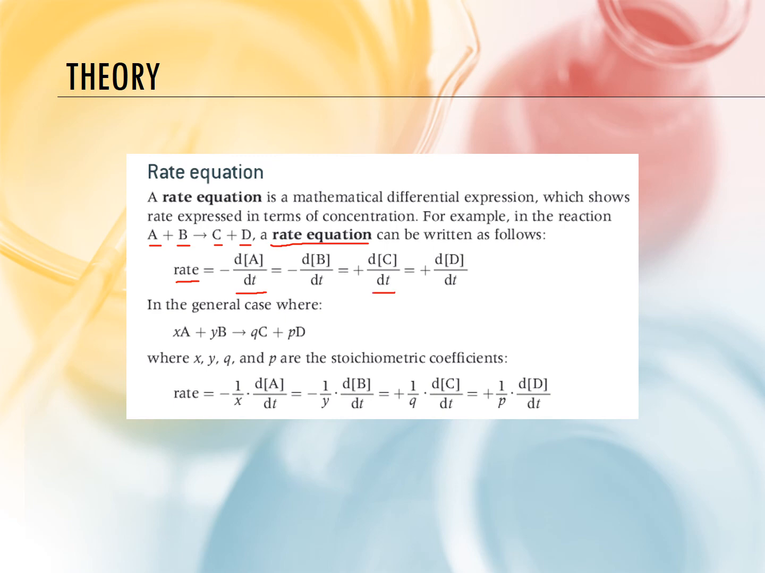But this is also equal to how quickly the product C is formed, which is expressed by a positive differential quotient of the concentration of product C against time, and that would also be equal to how quickly the product D is formed. So it will be equal to a positive differential quotient of the concentration of product D against time. So the tangent to the plot of the consumption of A is equal to the tangent of the plot of the concentration of B, equal to the tangent of the plotting concentration of C, equal to the tangent of the concentration of D.